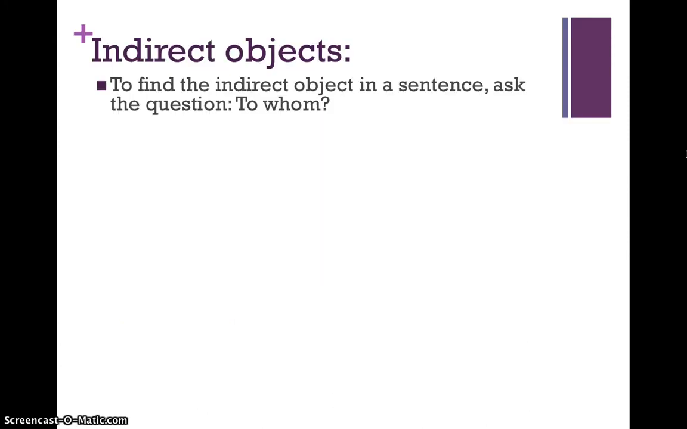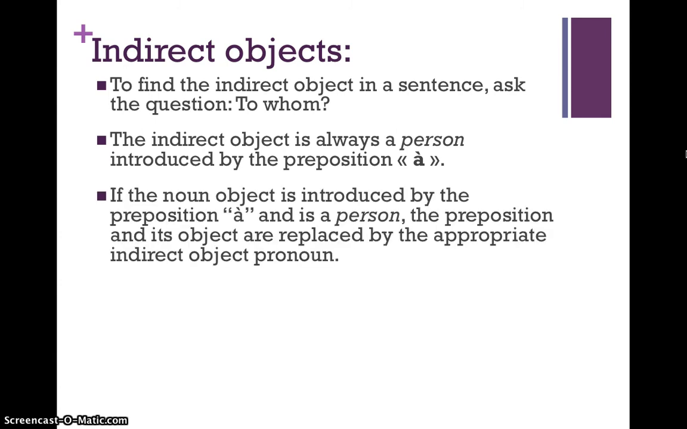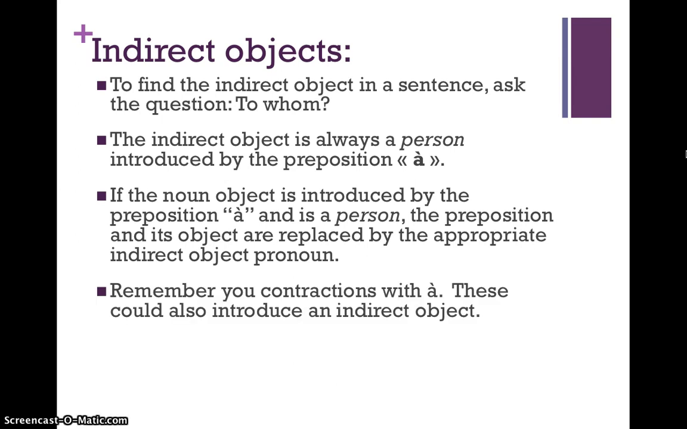To find an indirect object, we ask ourselves the question, to whom? So an indirect object is always a person, and it's introduced by the preposition à. So if there's a noun object that is introduced with à, and it is a person, then both the à and the person are replaced by the appropriate indirect object pronoun, and we're going to refer to these as IOPs. And we should remember that there are contractions with à, so our indirect object might be introduced by one of these contractions.